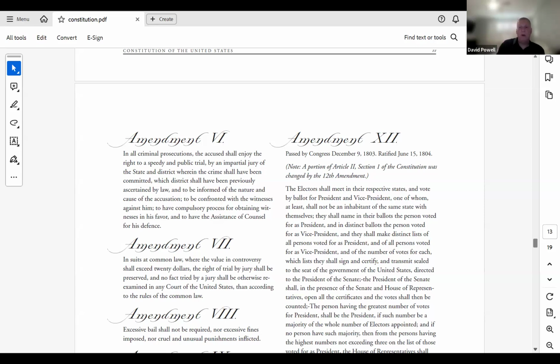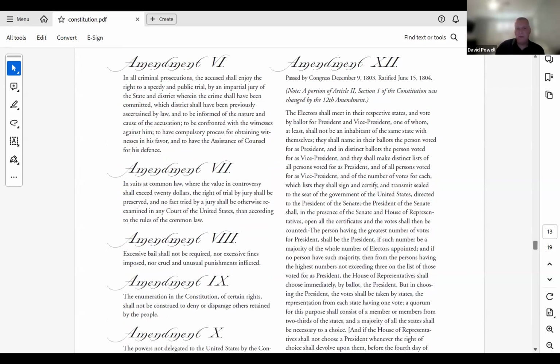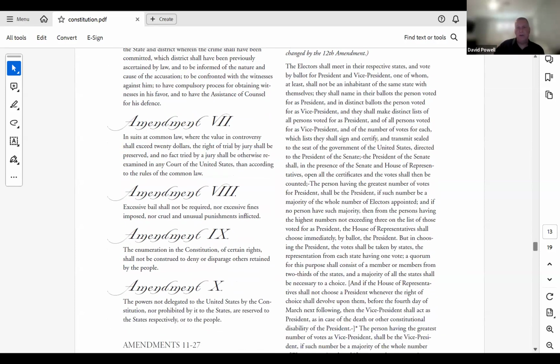Your Seventh Amendment rights, you have a right to a jury trial in a civil case if that civil case amount is more than $20. Again, $20 meant a lot more with the Bill of Rights than it does today. In the Eighth Amendment, you have the protection against excessive bail and excessive fines and cruel and unusual punishment.